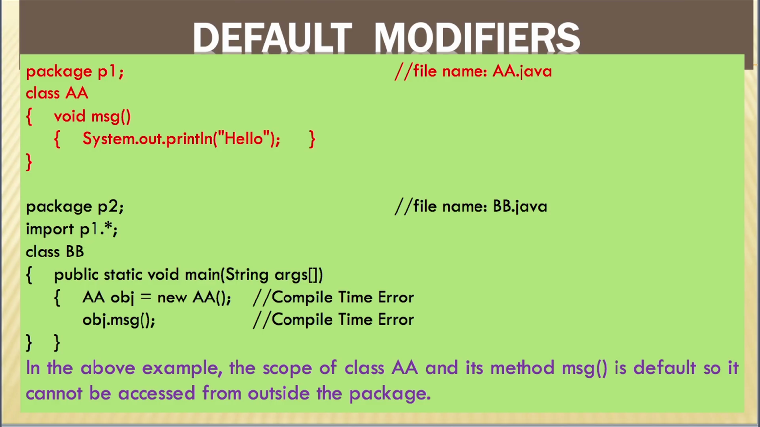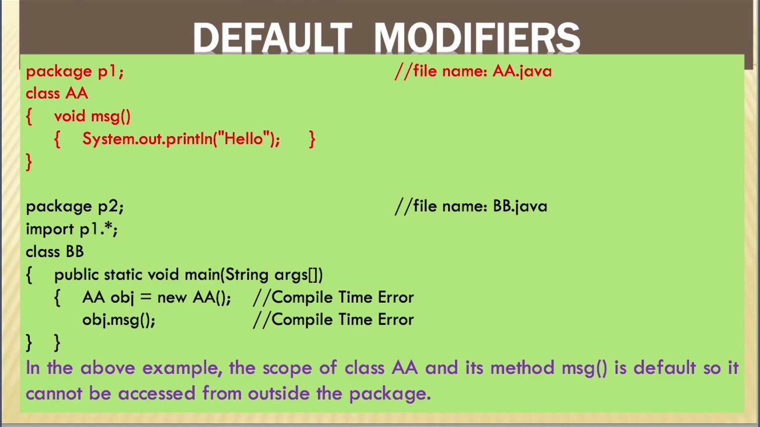You can see here obj is the object of the AA class, and this AA class is a part of package P1. So obj is the object of the previous class AA, obj equals new AA. Now we can execute the message function of the previous class. So obj.message. Easily we can run the function of the previous class, which is in another package, the P1 package.